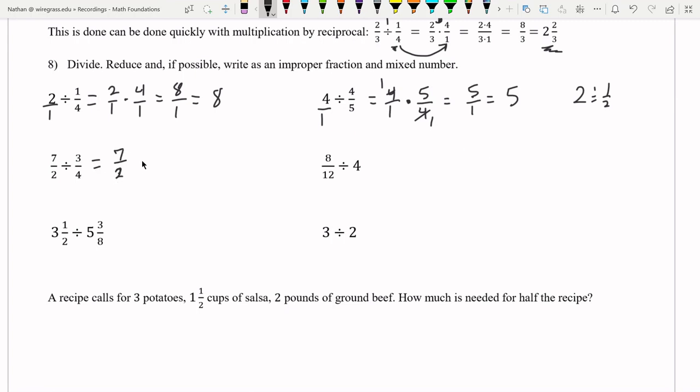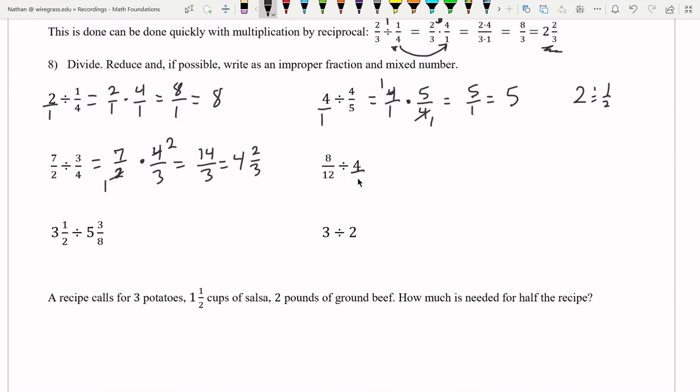So 7 halves times the reciprocal of 3/4, which is 4/3. I can cross cancel: 4 divided by 2 is 2. 7 times 2 is 14. 1 times 3 is 3. 3 can go into 14 4 times evenly, with 2 remaining.